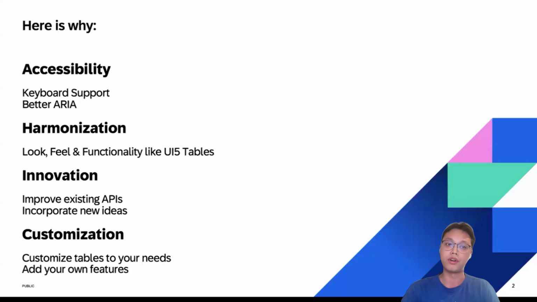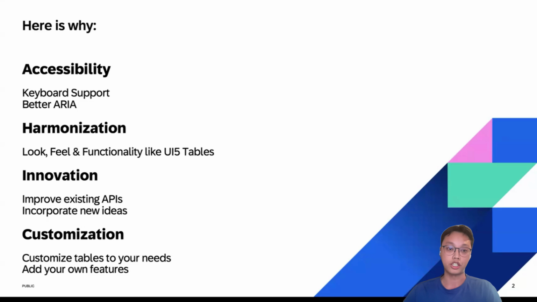There are 4 key reasons for that. The probably most important reason for us was accessibility. The current web component table has currently not the best accessibility, especially regarding keyboard support and screen reader support. For example, the old web component table did not have any capabilities to focus cells or pop-ins. And with the new web component table, we wanted to essentially add those capabilities and provide a better experience for people that need these accessibility features.